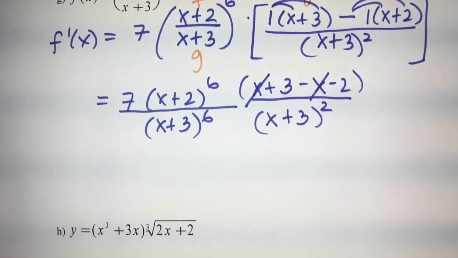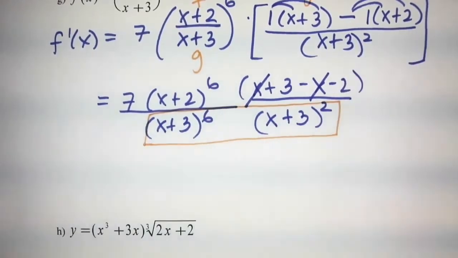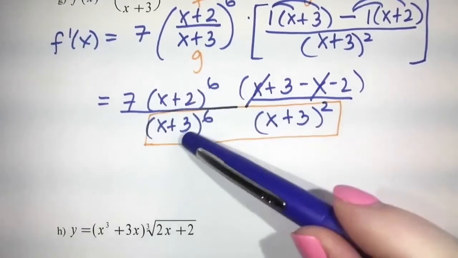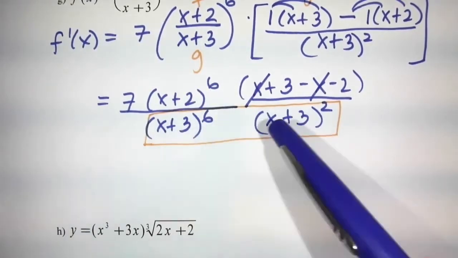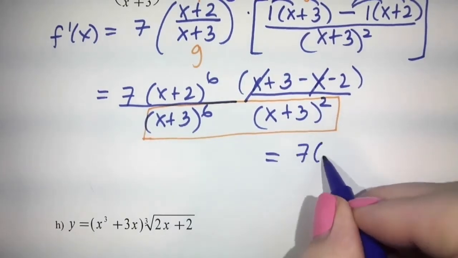But we do have something we can simplify on the bottom. So they may combine these. Instead of leaving this as something to the 6, they might break it up and say that this is (x plus 3) to the 8 on the bottom. So either one is possible.